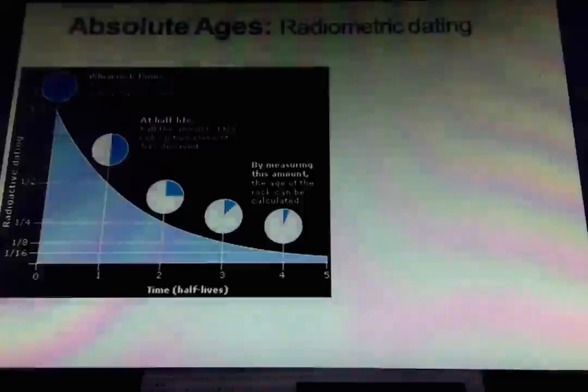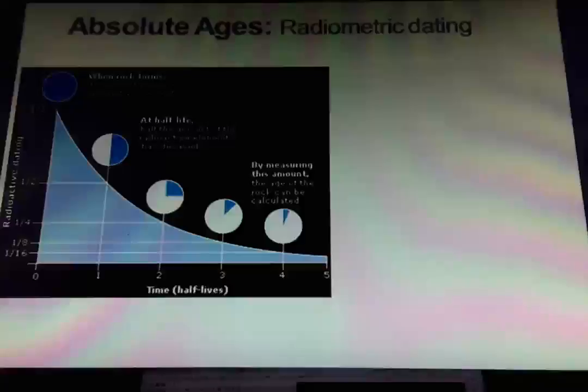So moving on then from relative age to absolute age, and the method that we use to understand exact dates of the ages of rocks. And this is known as radiometric dating.